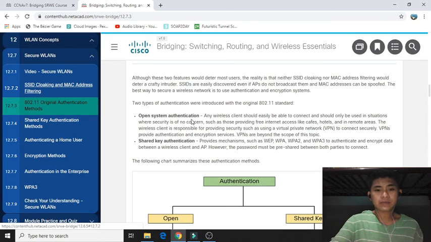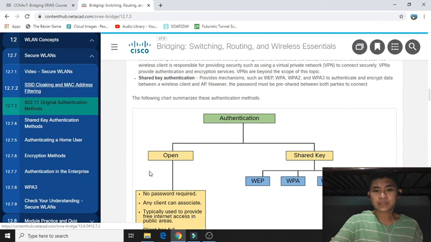First is open system authentication. Any wireless client should easily be able to connect, and it should only be used in situations where security is of no concern, such as those providing free internet access like cafes, hotels, and in remote areas. Next, shared key authentication provides mechanisms such as WEP, WPA, WPA2, and WPA3 to authenticate and encrypt data between a wireless client and AP. However, the password must be pre-shared between both parties to connect.